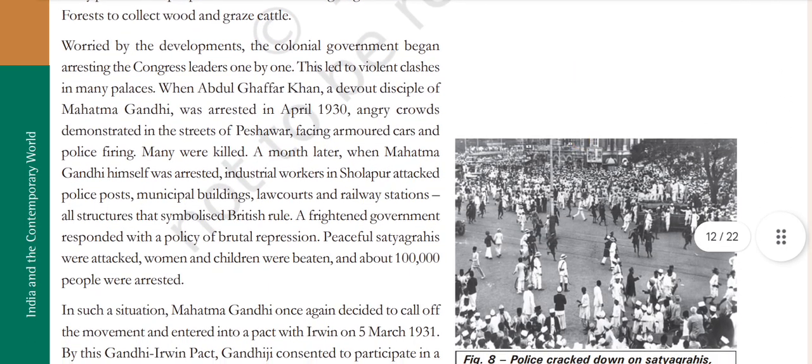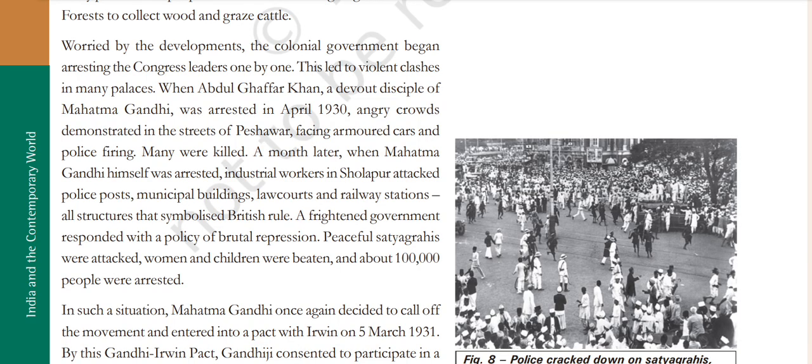Worried by the developments, the colonial government began arresting the Congress leaders one by one. This led to violent clashes in many places. When Abdul Ghaffar Khan, a devout disciple of Mahatma Gandhi, was arrested in April 1930, angry crowds demonstrated in the streets of Peshawar, facing armored cars and police firing.